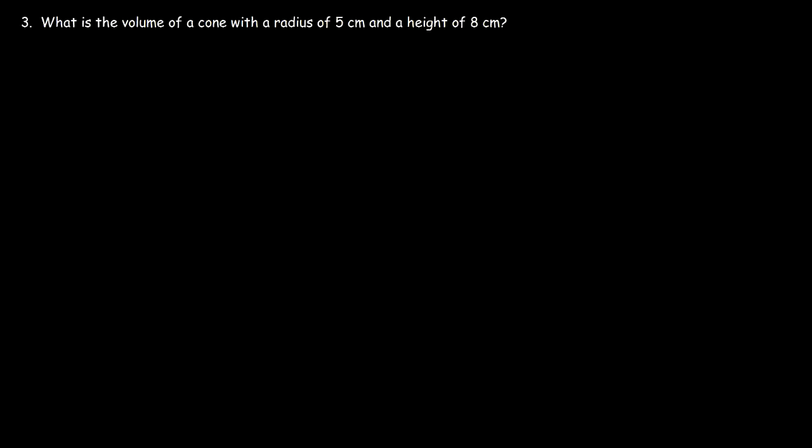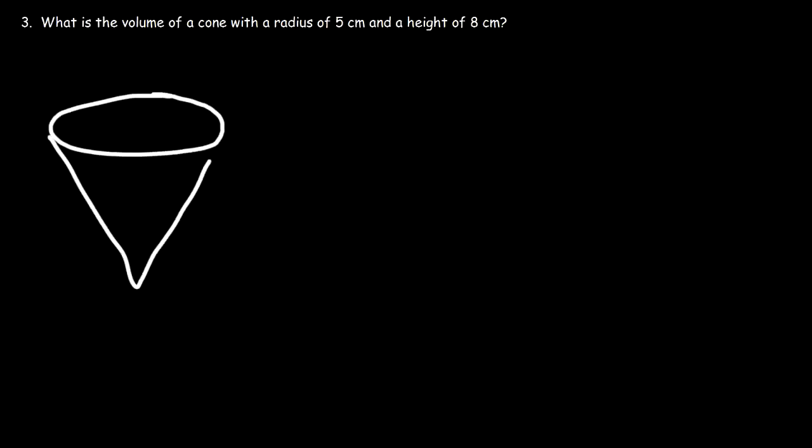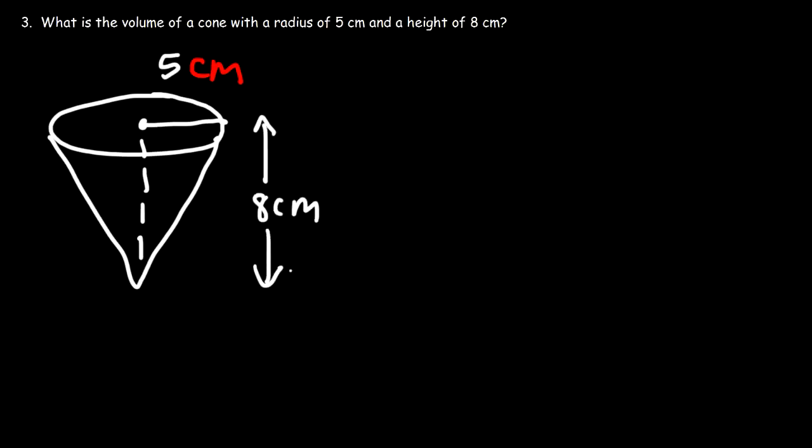Now let's move on to the third question. What is the volume of a cone with a radius of 5 centimeters and a height of 8 centimeters? So let's begin with a picture. So here we have a cone, and here the radius is 5 centimeters. And then the height, which is basically 8 centimeters, it's this distance here.